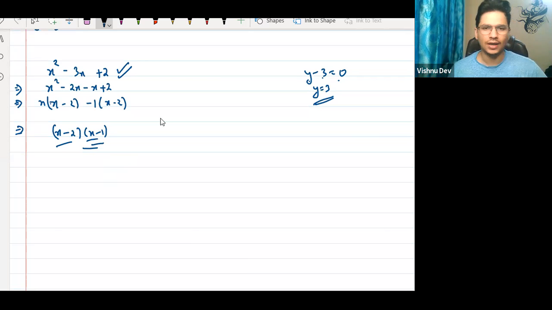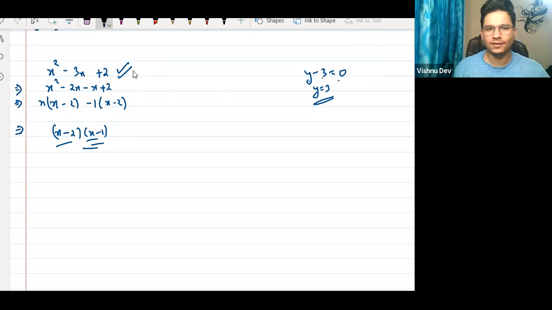So if I'm having a quadratic equation which is degree 2, it can have a maximum of 2 factors. Either 2 or 0. It will not have one factor. Yes or no? Either 2 or 0.